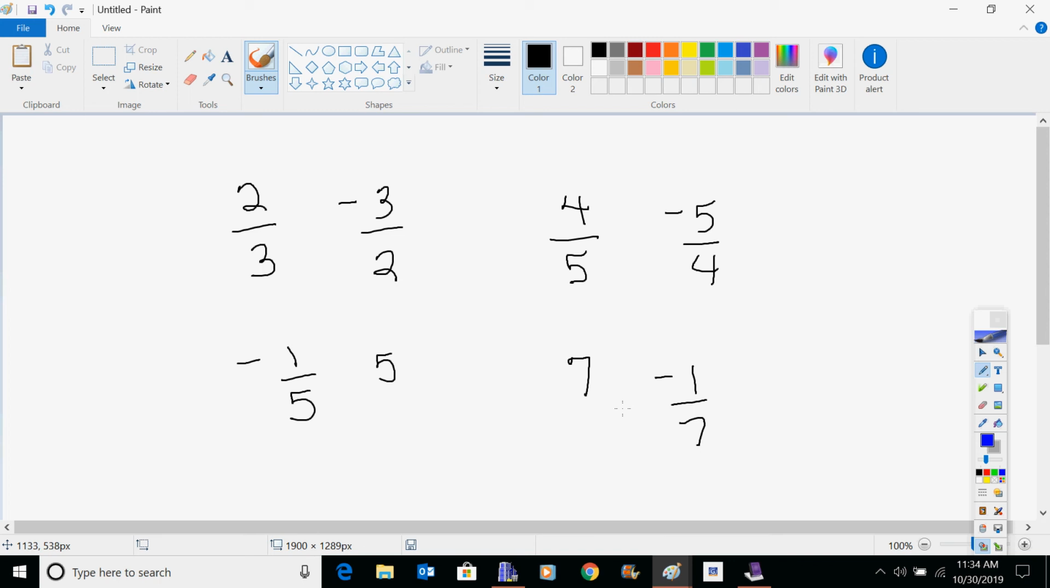What's your question? Doesn't matter where you put the negative in brackets. It doesn't matter if the negative is in the numerator or in the denominator or in front of the whole fraction. So it doesn't matter at all. Good question.